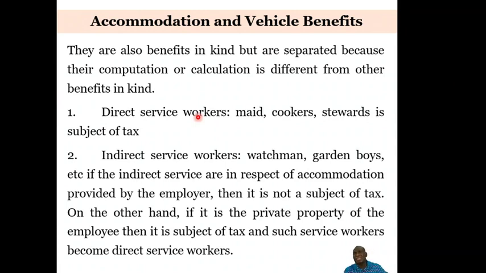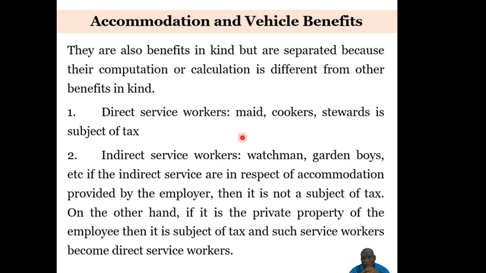Now, let's discuss the issue of accommodation and vehicle benefits. This, we said, is also another benefit in kind. Under accommodation benefit, we have some people called direct service workers and indirect service workers. Where an employer employs the services of a cook or a maid servant, now they call them domestic servants or assistants, stewards. If your employer provides you with a maid or a cook or a steward, because they are serving you directly, we call them direct service workers. So if they are on the employer's payroll, the amount being paid to them will be added to your income and tax.